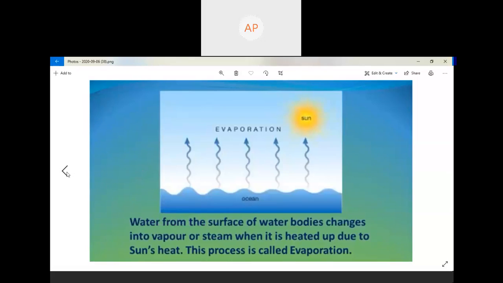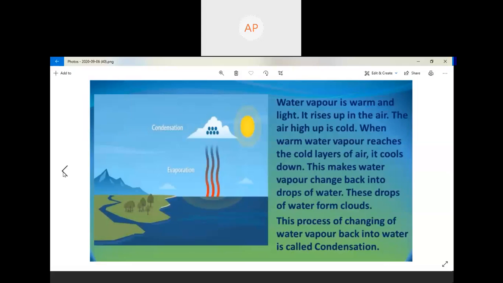So first step, what happens? Water from the surface of water bodies changes into vapor or steam when it is heated up due to the sun's heat. This process is called evaporation. Water vapor is warm and light. So what happens? It rises up in the air.